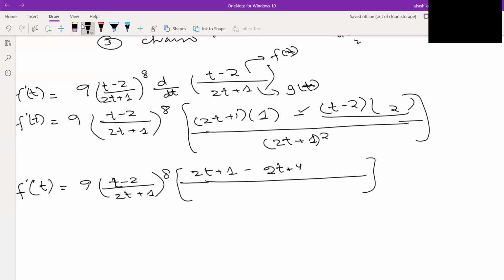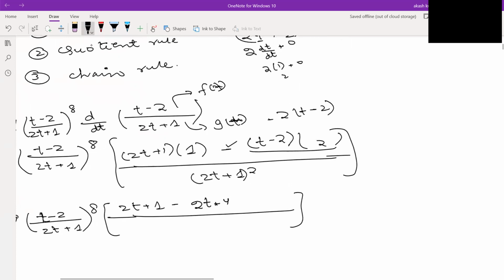Wait, I got lost. Can you please repeat? Yeah. When I multiply 2t minus 4 minus 2, there's a minus sign outside the function. So it will be minus 2t and minus minus plus 4. Plus. Is it clear? Yeah, okay.